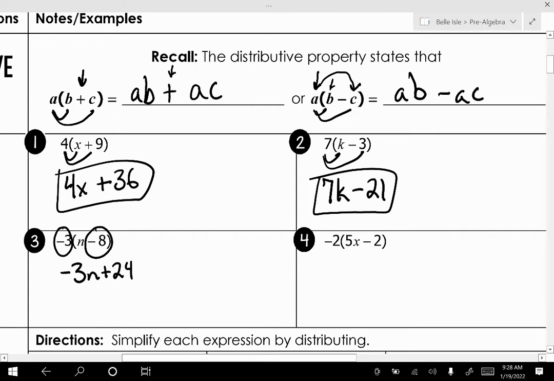We on the same page? Yeah. Okay. So this is a perfect example of keep the sign with the term that comes right after it. You've got a -3. You've got an 8 right here, but it's being subtracted. Keep that sign with the 8. So it's a -3 times a -8, which gives us a positive 24.